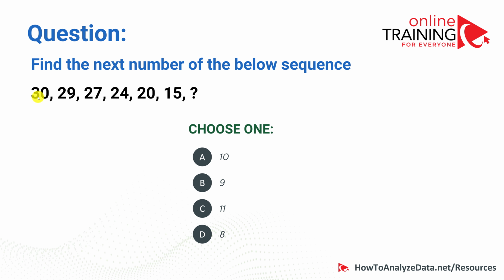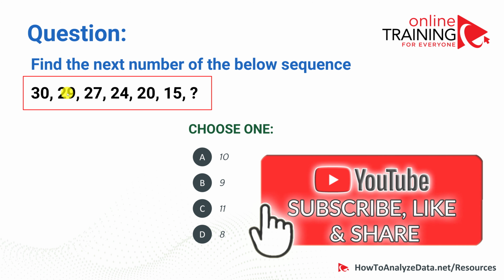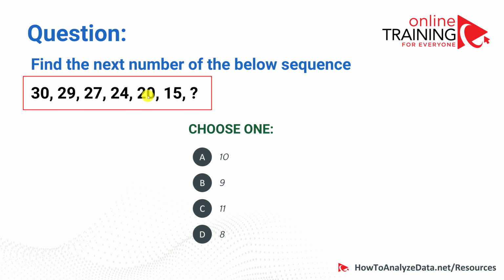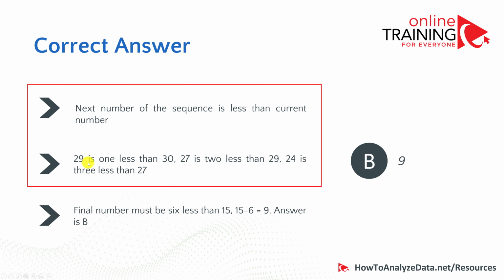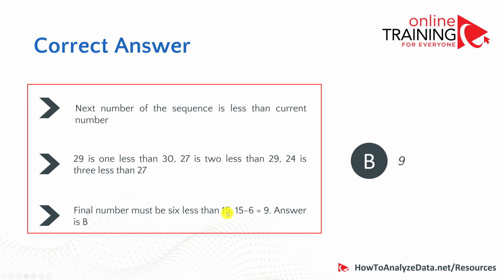So you see the pattern here is you change the number by an increasing amount every time you go from one number to the next. 29 is 1 less than 30, and 27 is 2 less than 29. 24 is 3 less than 27, 20 is 4 less than 24, and 15 is 5 less than 20. So the next difference would be 6, and 15 minus 6 would be 9. Let's recap. The next number in the sequence is less than the current number, and you can continue the sequence once you detect it. The final number must be 6 less than 15, which is 9. So the correct answer is B, which is 9.